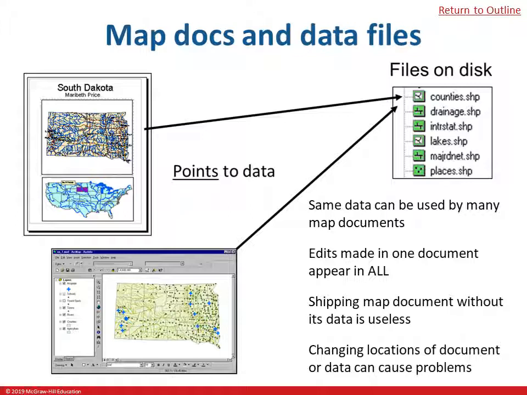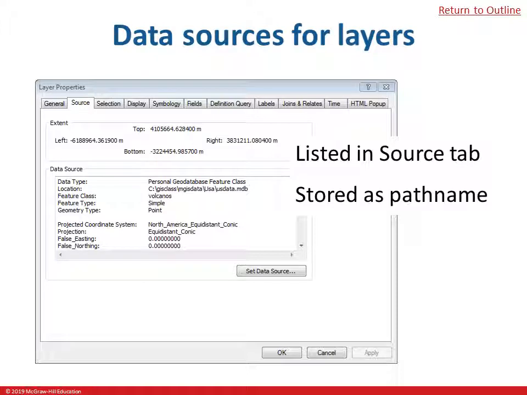Well, map documents and data files are sort of separate things. Here we have a map that relates back to the data, and then the data is displayed in accordance with some instructions to generate the look that it has. If you wonder where the data came from, simply go into your table of contents and select the data layer and look at the layer properties, and you'll see things like source, general, selection, display, symbology, etc.